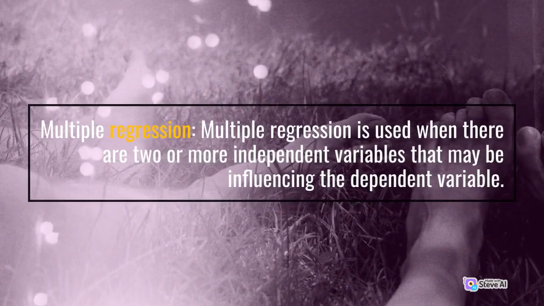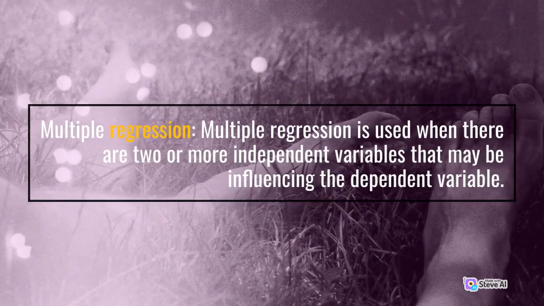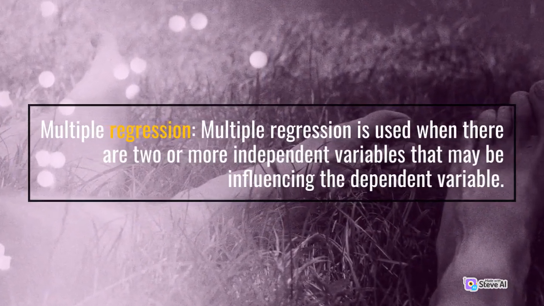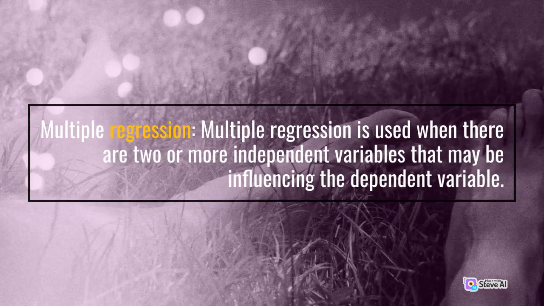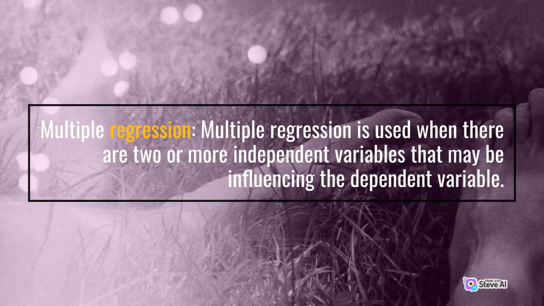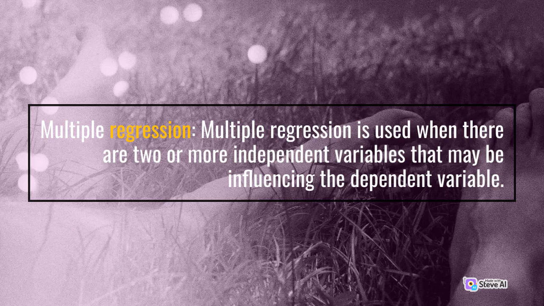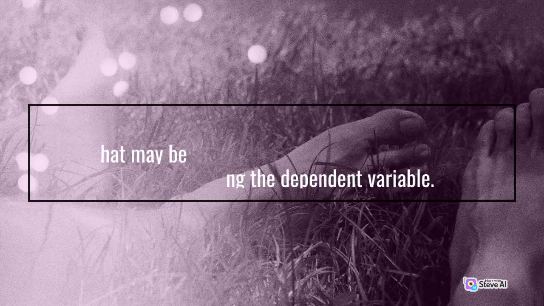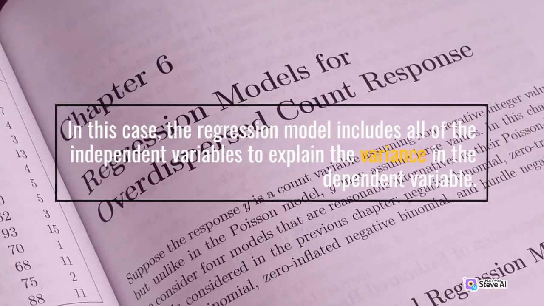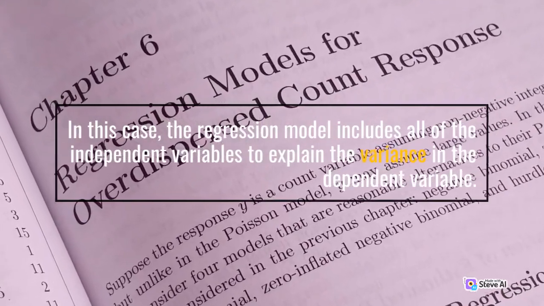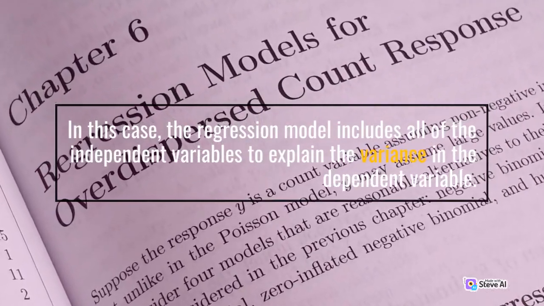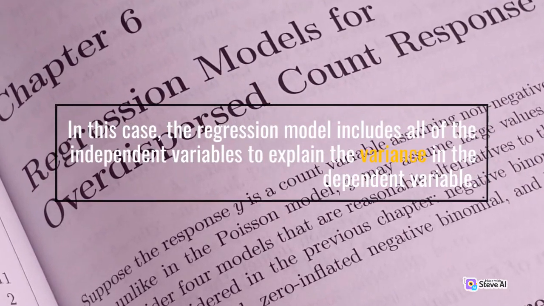Multiple regression. Multiple regression is used when there are two or more independent variables that may be influencing the dependent variable. In this case, the regression model includes all of the independent variables to explain the variance in the dependent variable.